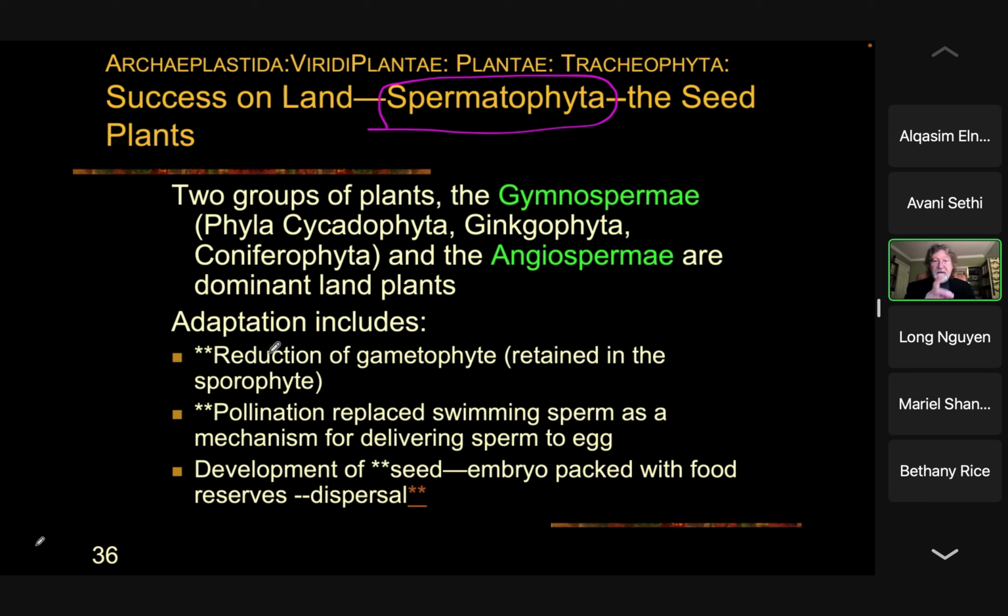All right, so we have several apomorphies here. The reduction of the gametophyte, so it's totally contained within the sporophyte, pollination replacing swimming sperm, but also another entity called a seed. A seed is the embryo sporophyte packed in a structure that contains food reserves. Now we saw in the ferns that for the sporophyte to get its start, it had to be attached to the gametophyte, and it was dependent on the gametophyte until it could put out leaves and be photosynthetic.